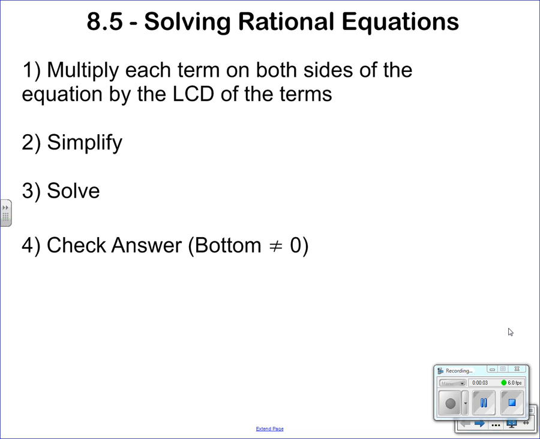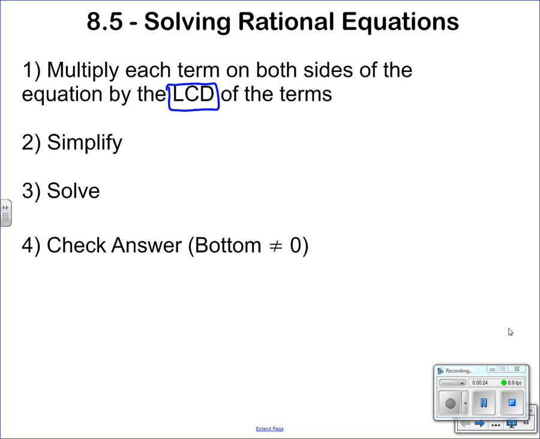Today we're going to be talking about solving rational equations. And there's 4 steps. You multiply each term on both sides of the equation by the least common denominator. That's why we focus so much on least common denominators of all the terms. Then you simplify each one of the sides, solve for x.